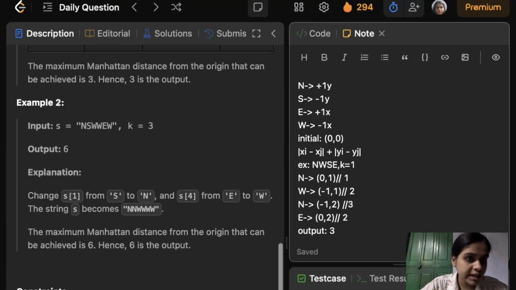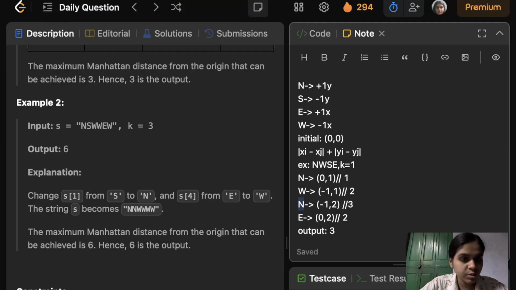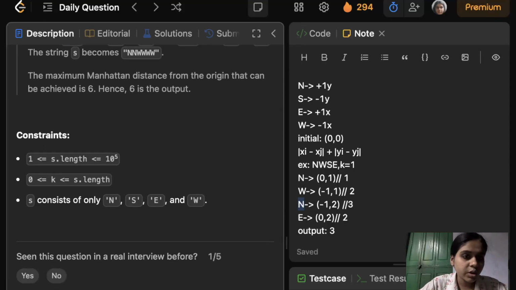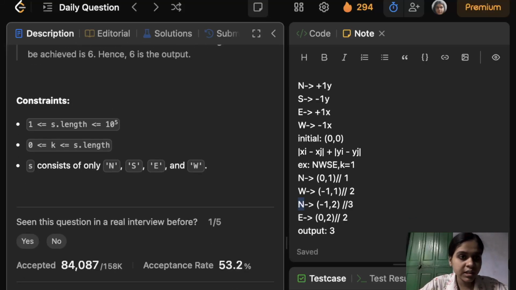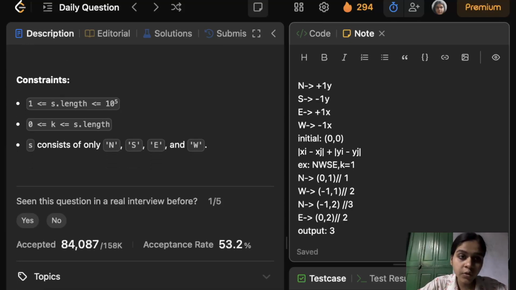So it is NSWWEW, k is 3. So here we can change at most 3 characters, like this part changing from n to s, and similarly we will be getting an output of 6 here. So what are the constraints here? The string length is less than or equal to 10 to the power 5, and k, the number of such changes we can make, is less than or equal to the string length, and s consists of only 4 characters, that is NSEW: north, south, east and west.